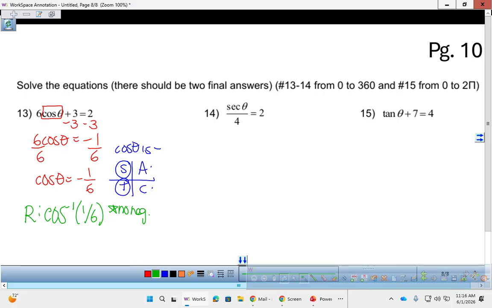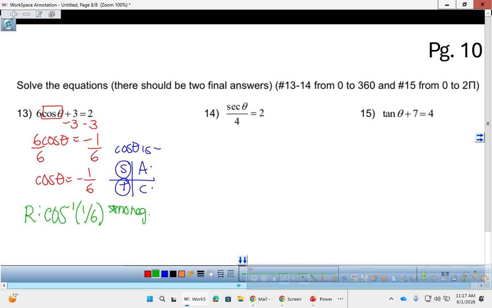The reason your calculator is going to be in degree mode is because the directions say for numbers 13 and 14 from 0 to 360. When we do number 15, we'll switch to radian mode because it says solve from 0 to 2 pi. All right, so it just depends on what the directions say.